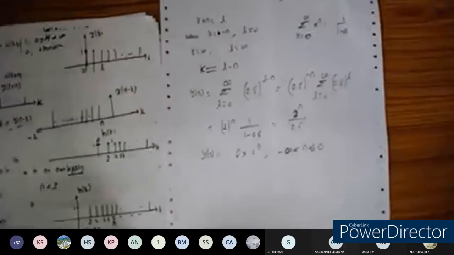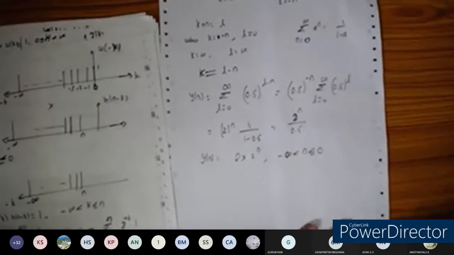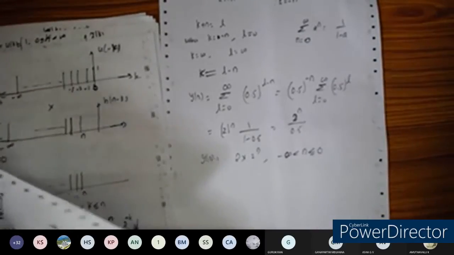Any doubts? Understood now? So this is the first case we found here. The second case we need to find out.